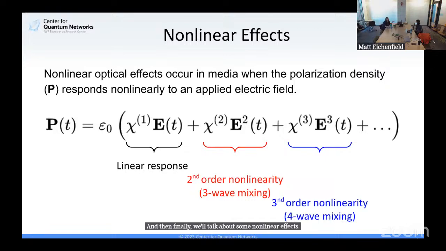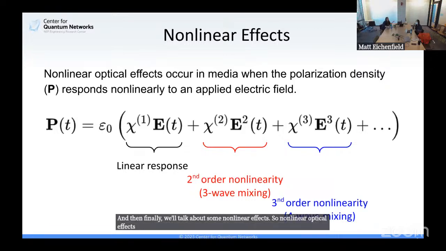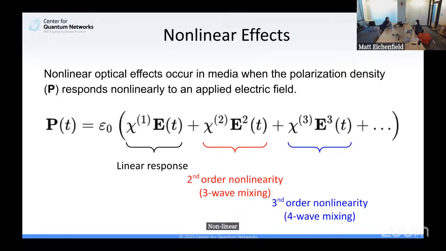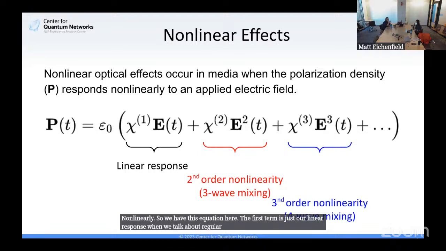So nonlinear optical effects occur in media where the polarization density responds to an applied electric field nonlinearly. So we have this equation here. The first term is just our linear response. When we talk about regular optics, this is usually the only term that we're looking at. But if you're working with higher power fields, you can get second or third order effects.